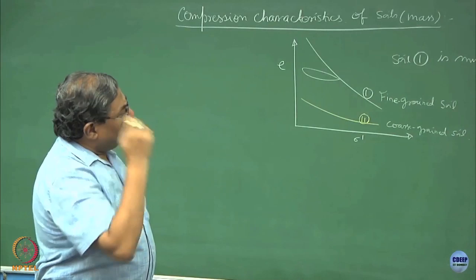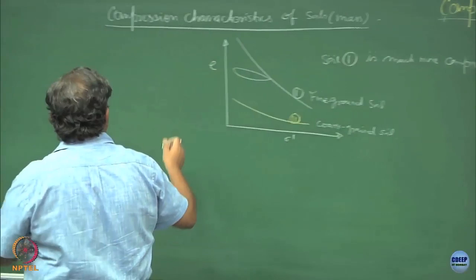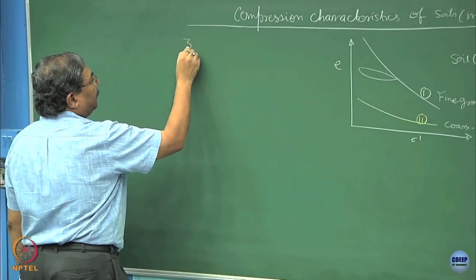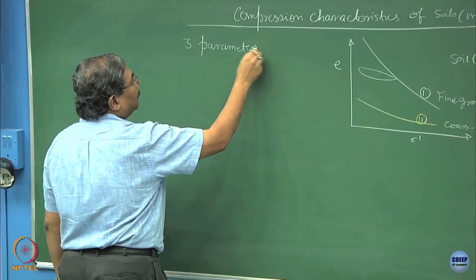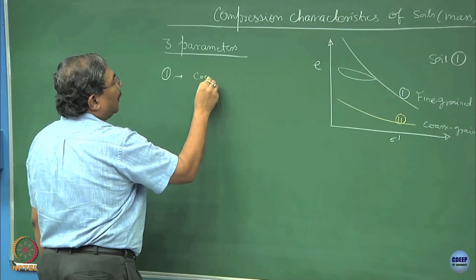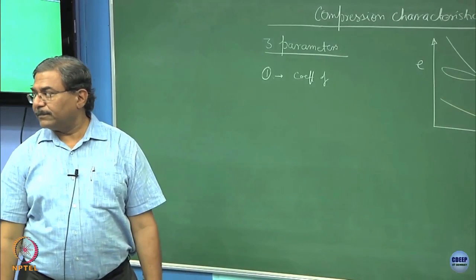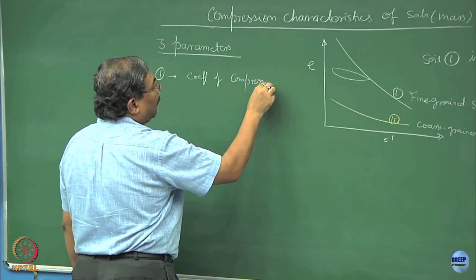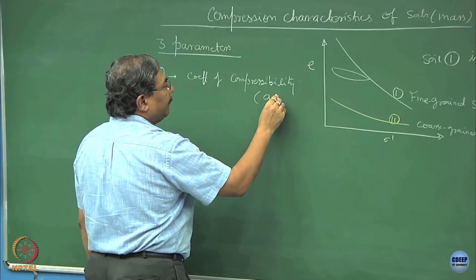Now, what we want to do is quantify the compression characteristics, and these are the three parameters which are used to quantify the compression characteristics of the soils. The first one is known as coefficient of compressibility. This is defined as a_v.